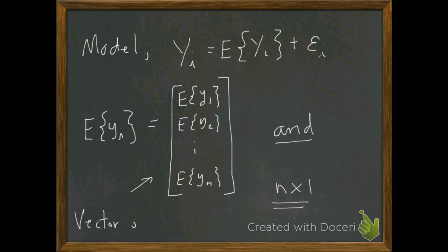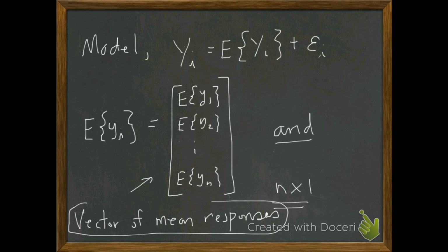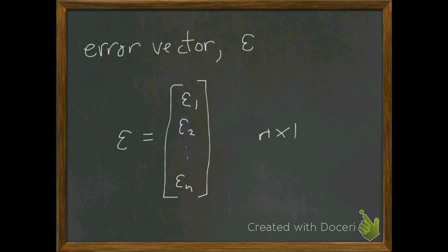Just call it whatever you want to. It's the vector of mean responses. So let's just kind of settle on that. And obviously, it could go by other names as well.